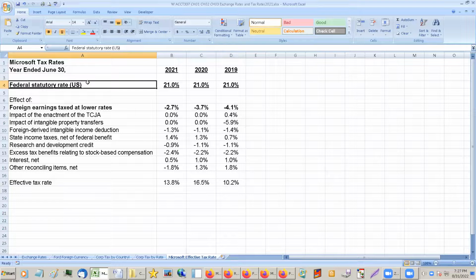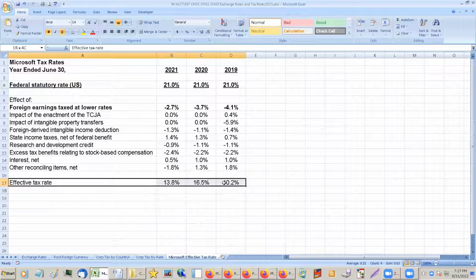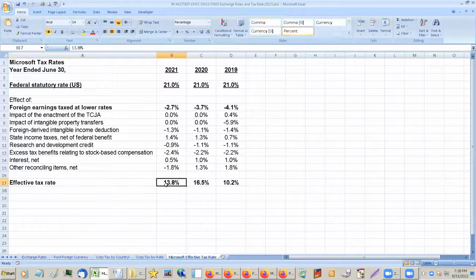And you'll notice that the US rate for taxes is 21%. But because some of their money is earned in other countries, their effective tax rate is a lot less than that. You'll notice the big thing here is foreign earnings taxed at a lower rate. So the different tax rates have a big impact on the country, on the companies.